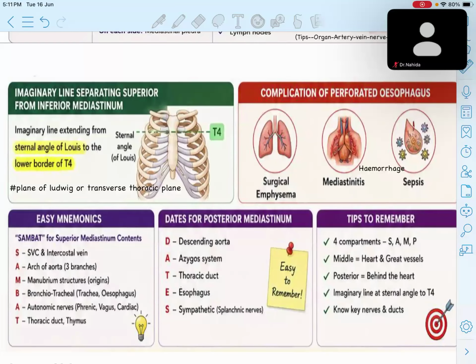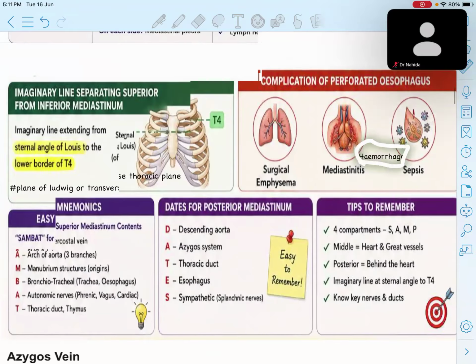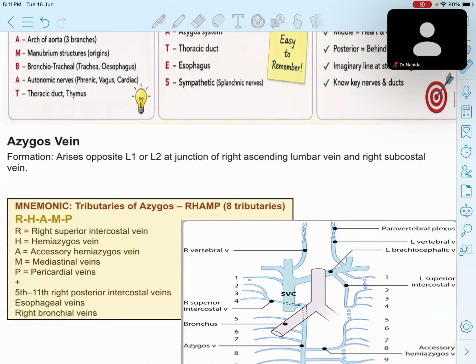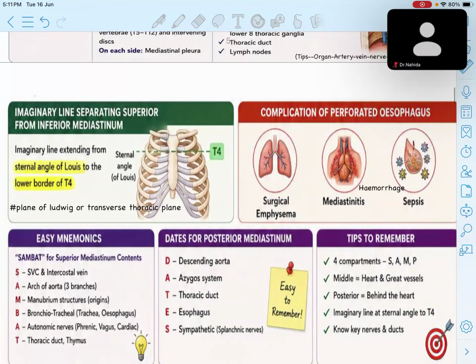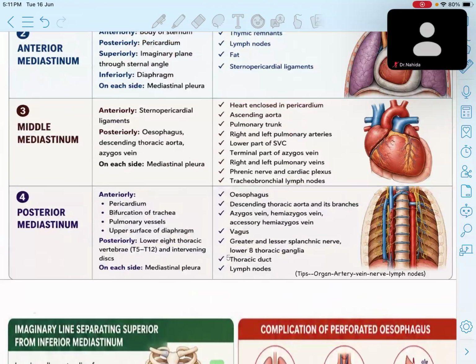The next recall question is the complications of a perforated esophagus. There are 4 complications. You will tell 3 first: surgical emphysema, mediastinitis, and sepsis. If the examiner asks what else, then you can tell hemorrhage. So this was our most high-yield topic from the thorax.